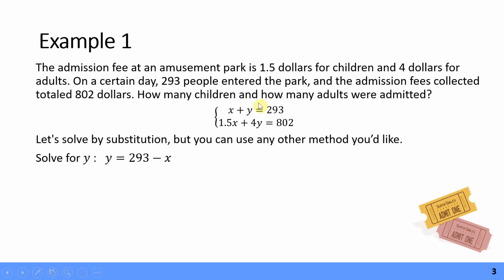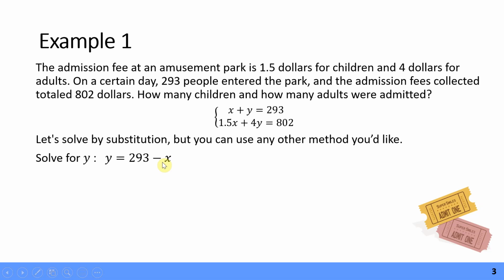So what I'm going to do is grab the top equation and solve for Y, just because. You could also grab the top one and solve for X. That's perfectly fine, but I just solved for Y because that's what I felt like doing. So I'm going to solve this one for Y. I'm going to throw the X to the other side, so I end up with Y equals 293 minus X.